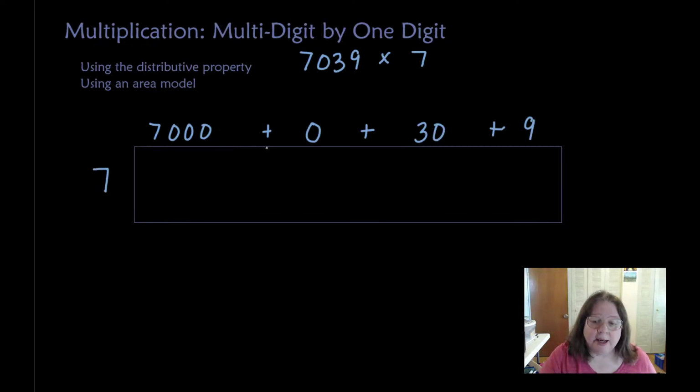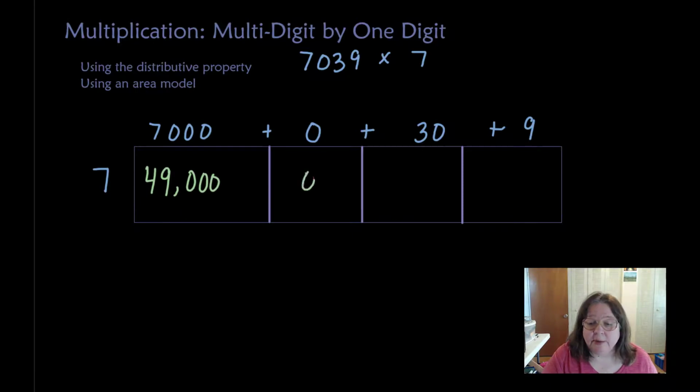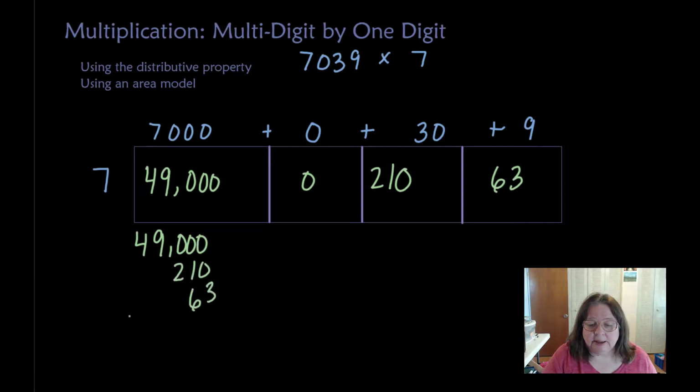Let me add my lines. Okay, 7 times 7. Well, that's 49. And I've got my 3 zeros. 7 times 0 hundreds, 0. 7 times 3 is 21. And then 7 times 0 is 0. And 7 times 9 is 63. Okay, now I can add these together. I'm going to have 49,000, 210, 63.